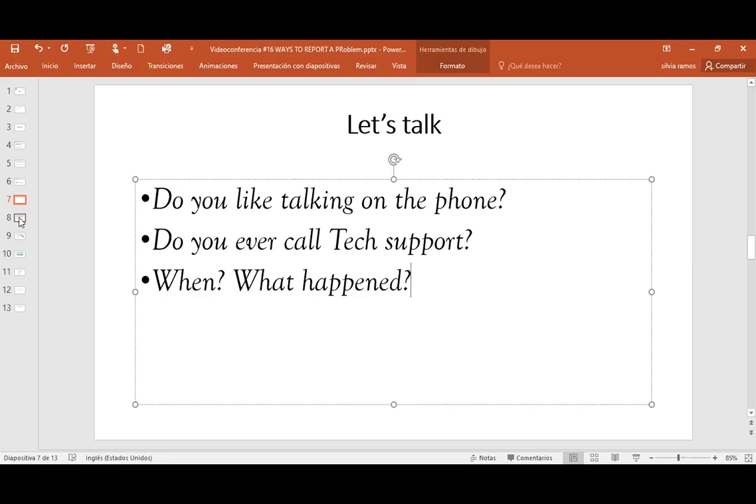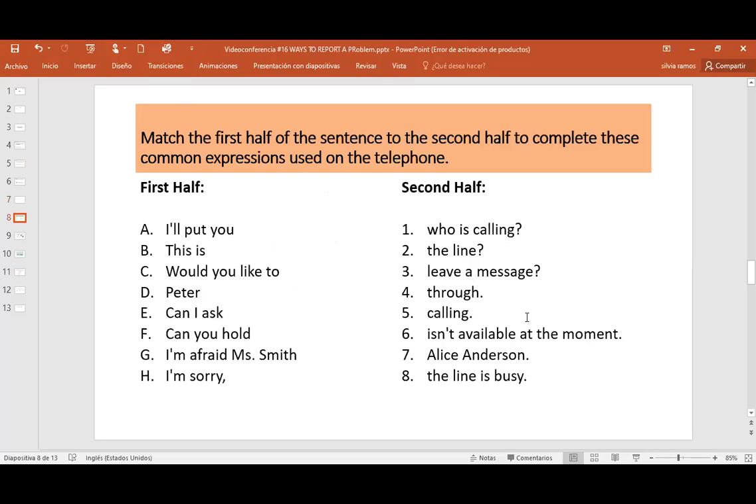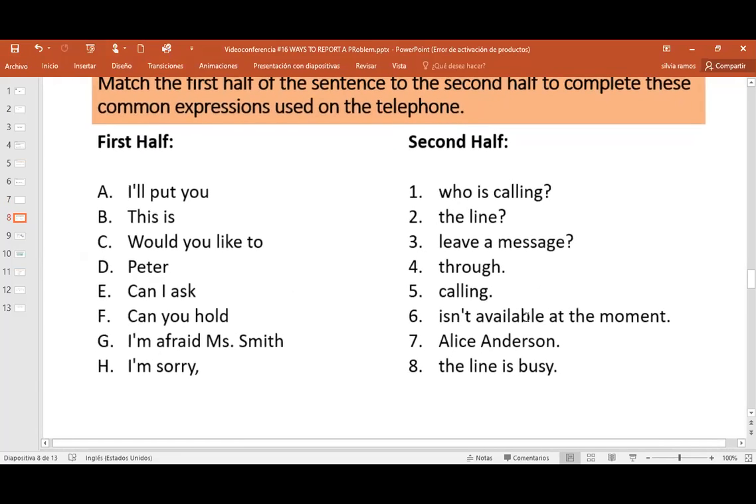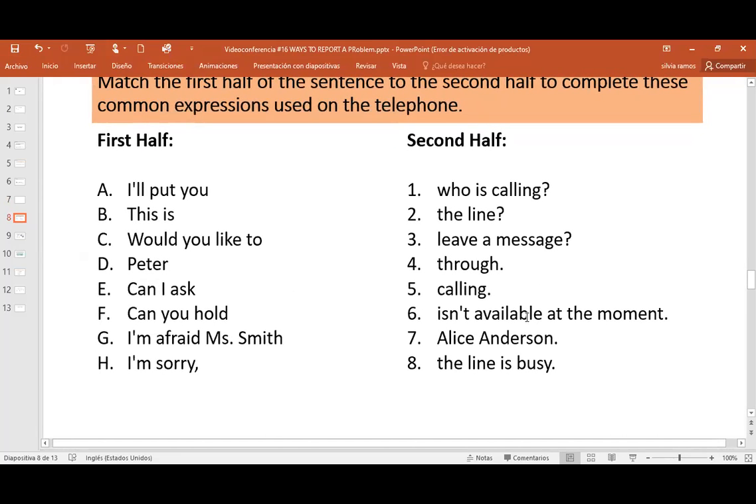Very good. Now, let's go ahead and move to this part. In this part, we are matching the first part with the second part. Okay. So, we're going to try to put all of them together. These are phrases that we can use on the phone, okay? So we have, for example, the first one, I'll put you, and here you can make mistakes. Aquí van a hacer errores, no se preocupen, okay? Aquí van a hacer errores. So we're going to put here this one. We're going to match it.